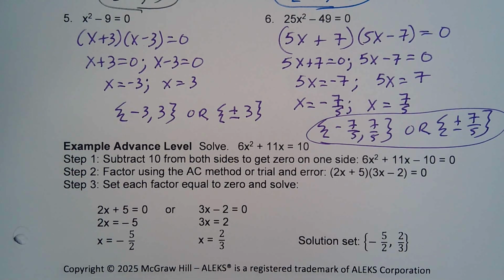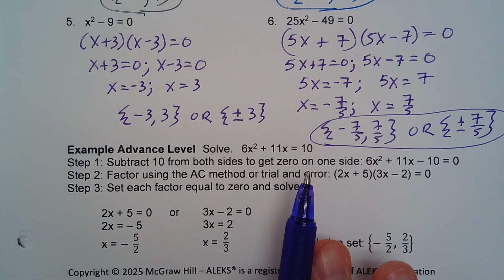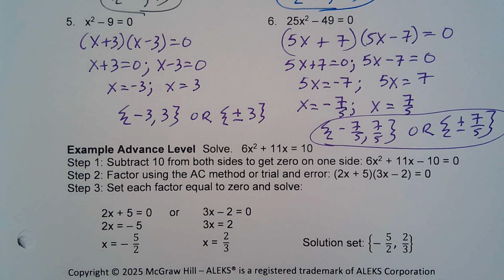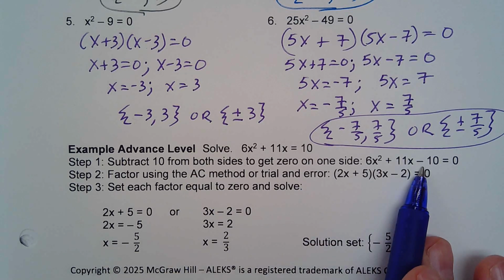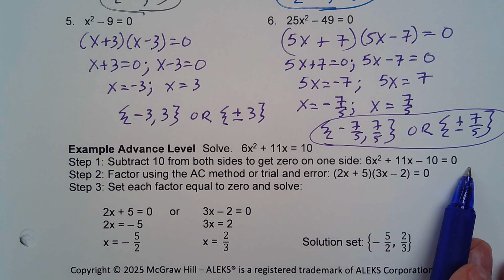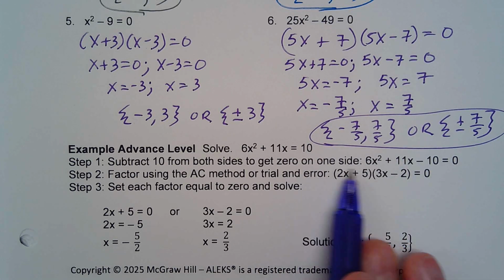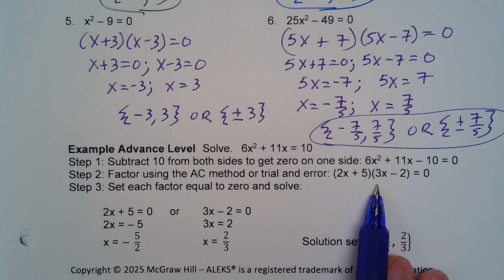Now here's one that's a little bit more of a next level. We have 6x squared plus 11x equals 10. And the first thing we need to do is get 0. So before you do any factoring, you've got to get 0 on one side. Then you're going to subtract 10 from both sides. It gives you 6x squared plus 11x minus 10 equals 0. And here you're going to have to factor, either use the AC method or trial and error.